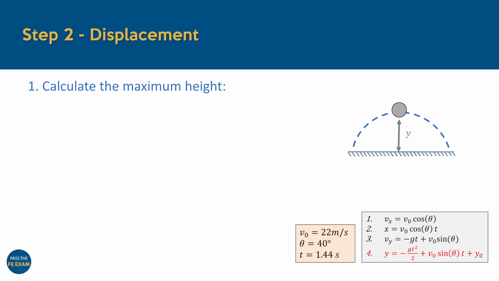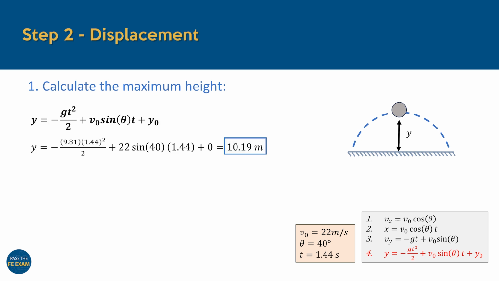Knowing the time it takes for the projectile to reach its highest point, we can now determine its vertical position, or y-coordinate, at this moment. When inspecting the formulas we have available, we see that we have all the necessary information to find this value using equation 4. We can directly substitute our known time, initial velocity, and launch angle to find that its vertical position at this point is equal to 10.19 meters.